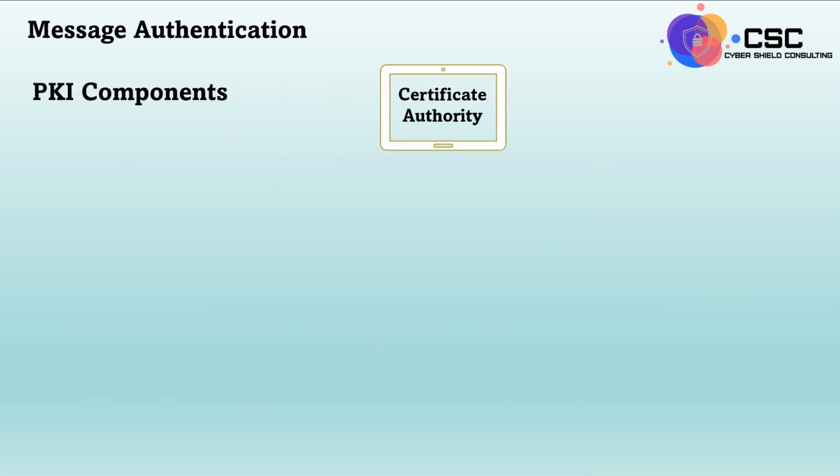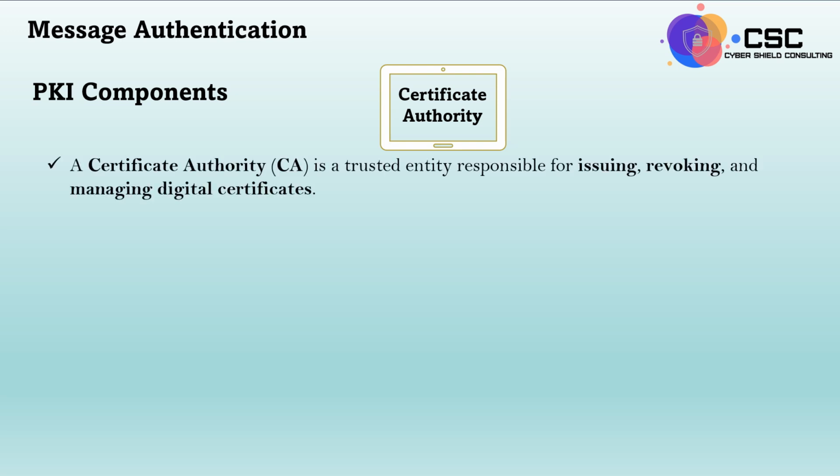In public key infrastructure, the certificate authority plays a critical role in establishing trust online. The CA is a trusted entity that issues, revokes, and manages digital certificates, ensuring that identities are verified and secured. So how does this work? When an individual or an organization needs a digital certificate, they send a request to a registration authority. The RA validates their identity, ensuring that the applicant is legitimate. Once approved, the CA generates the digital certificate and digitally signs it with its private key. This signature proves that the certificate is legitimate and has been issued by a trusted source.